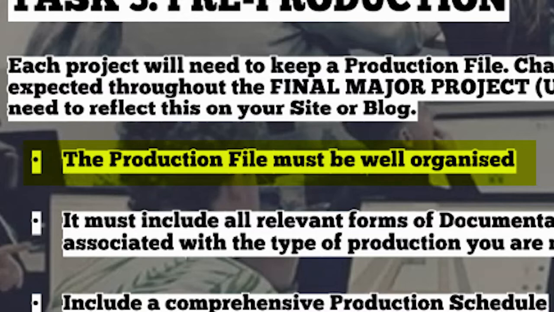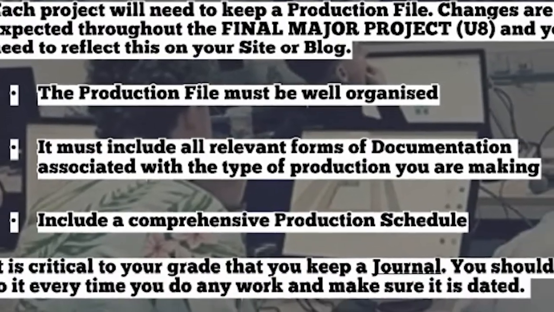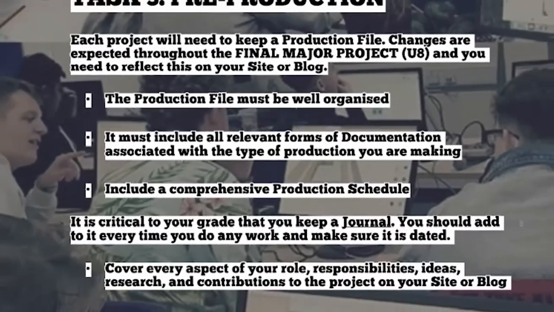So, your production file, which will include all the planning, maybe make a section on your site or blog called production file to put your task 3 pre-production in. It must be well organized. It must be clear where all of your work is. So think about the way you're going to lay it out. Think about having it in a separate section perhaps, so I can go straight to it when I'm assessing it. It must include all relevant forms of documentation associated with the types of production you are making.